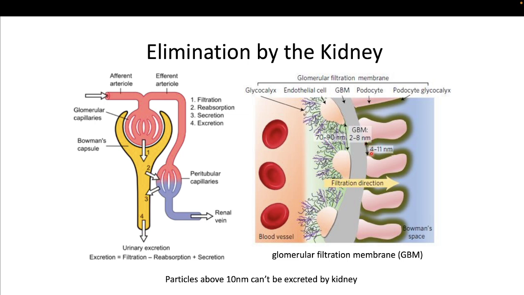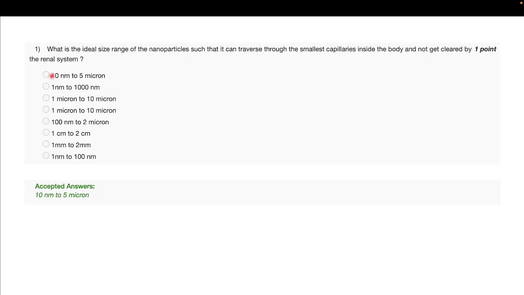The narrowest gap through which your blood gets filtered is around 4 to 11 nanometers. Anything less than 10 nanometers will be easily cleared by the kidney cells. You don't want your drug to be cleared by the kidney cells, so it needs to be more than 10 nanometers. So you got the smallest value here.